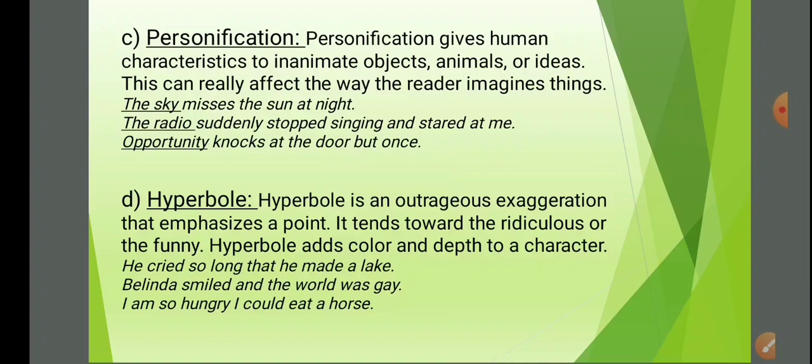Now next figure of speech is hyperbole. Hyperbole is an outrageous exaggeration that emphasizes a point. It tends towards the ridiculous or the funny. Hyperbole adds color and depth to a character. Hyperbole means it is exaggeration. Something is written in such a way that the statement is exaggerated.